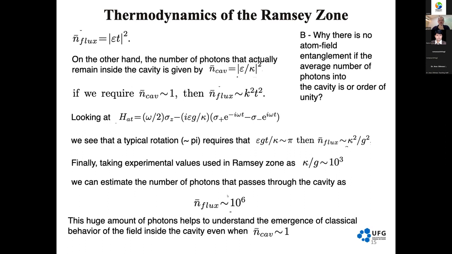So from our point of view, this explains why, although on average you have just one photon inside the cavity, you need to have 10^6 photons crossing the cavity during the whole evolution of the atom. This is the classical element we believe was missing in the analysis of those authors. And so this is an interesting result.